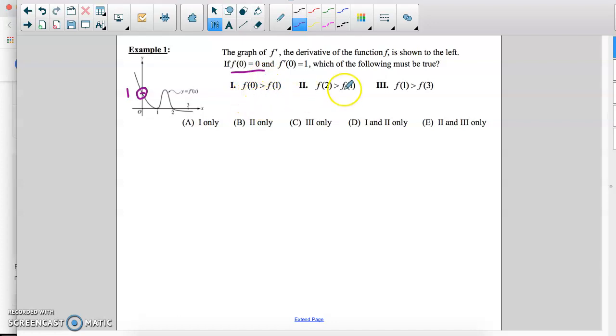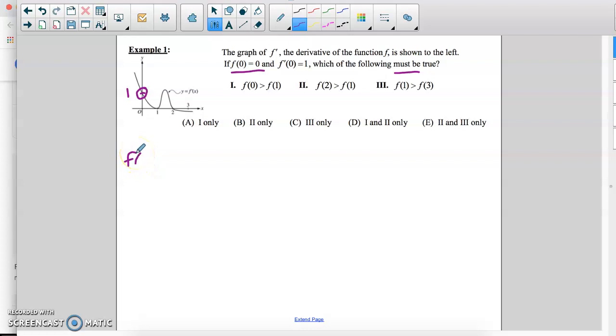So these are true-false questions basically. You do true-false for each one, and then you look down below and see which one is the one that must be true. Okay, so not possibly true, but must be true. So these are all dealing with the original function f, which we cannot just look at the graph and see. We need f of 0, f of 1, f of 2, and f of 3. So those are the ones we're going to compare.